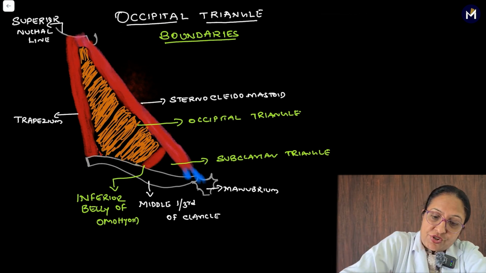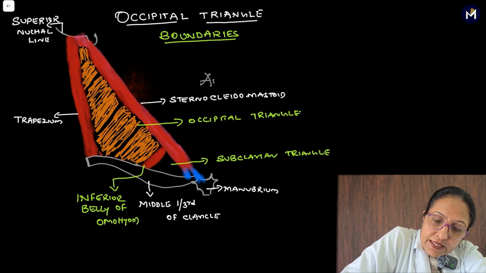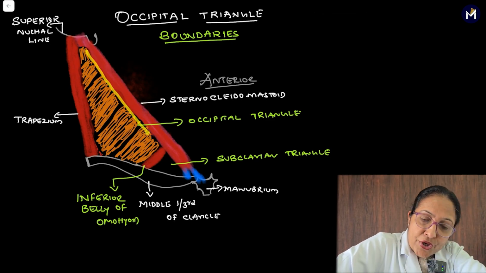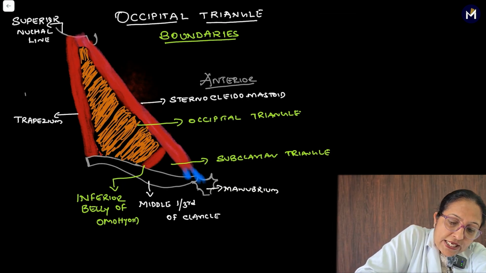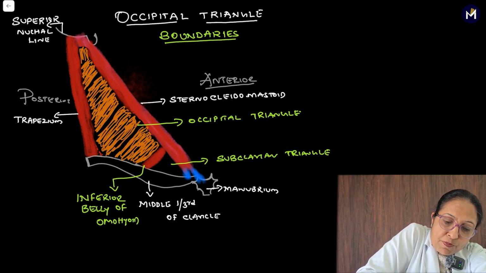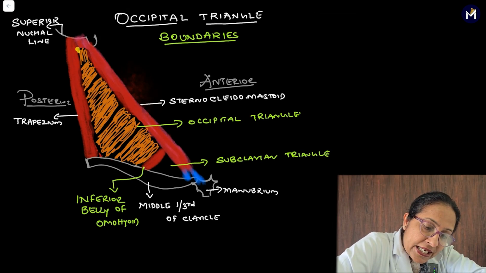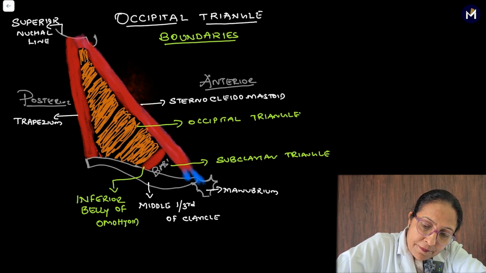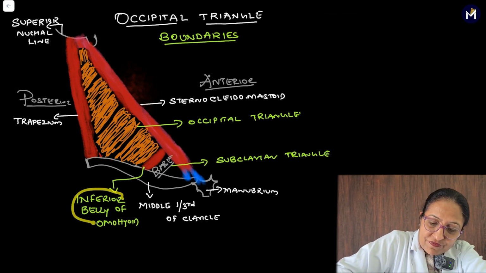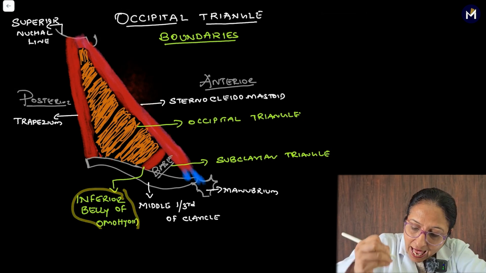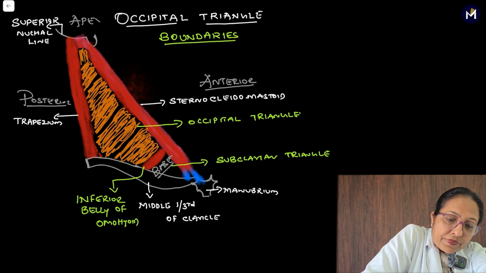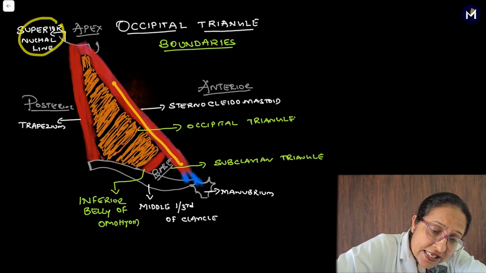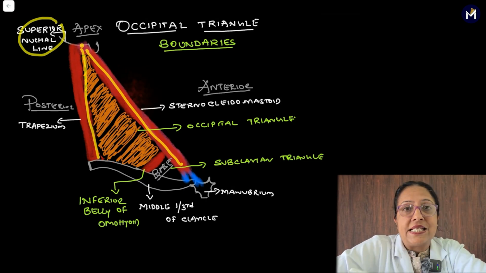Now, see the boundaries of occipital triangle alone. Anteriorly, it is bounded by posterior border of sternocleidomastoid. Posteriorly, it is bounded by anterior border of trapezius. Base is formed by the key muscle itself, that is inferior belly of omohyoid, and the apex is formed at the superior nuchal line where sternocleidomastoid and trapezius meet.